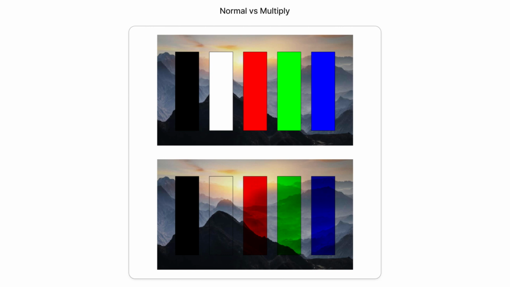On the top row, normal mode shows black, white, red, green, and blue rectangles sitting fully opaque over the mountains. On the bottom row, with multiply applied, black stays solid, white becomes invisible, and the colored rectangles blend naturally with the background. The red, green, and blue tints mix with the landscape, darkening it while preserving color information.